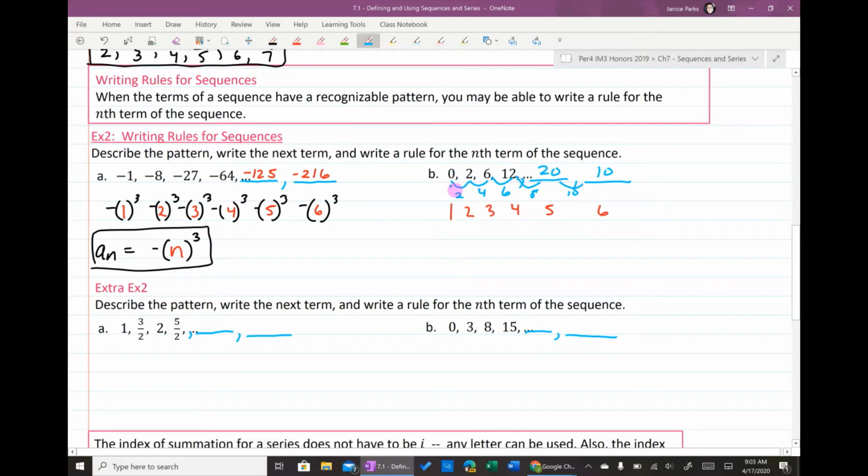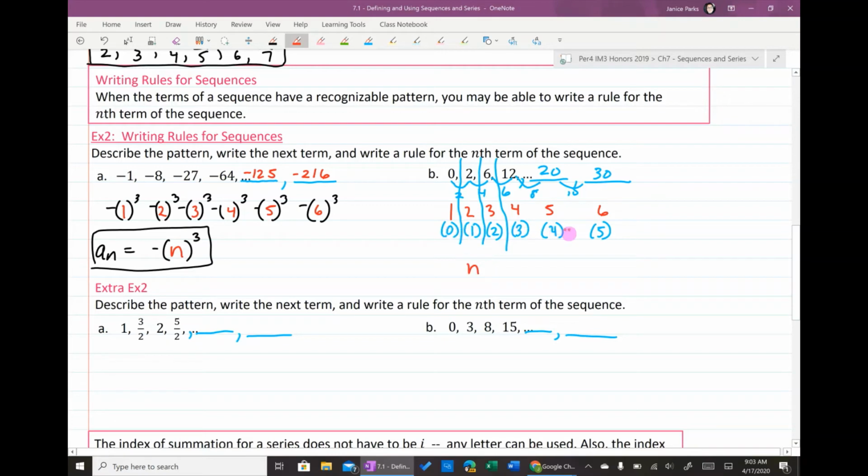So 1 times 0 is the first one. 2 times 1 is the second term. 3 times 2 is the third term. 4 times 3, 5 times 4, and this number is wrong. This is a 30. I don't know why I put a 10 there. And 6 times 5. So n is the red number.